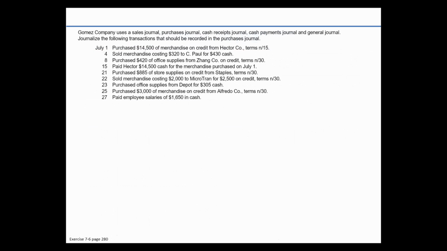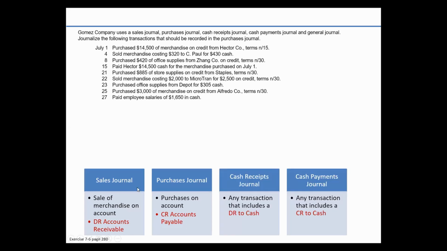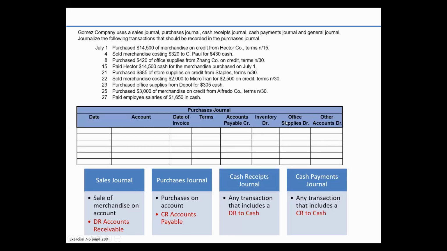Okay, Gomez Company uses a sales journal, purchases journal, cash receipts journal, cash payments journal, and the general journal. Journalize the following transactions that should be recorded in the purchases journal. So again, we see the different ones, and then we'll see how we'll do this. So on July the 1st, we purchased $1,500 of merchandise on credit from Hector. So that would be something that we have to record in the purchases journal.